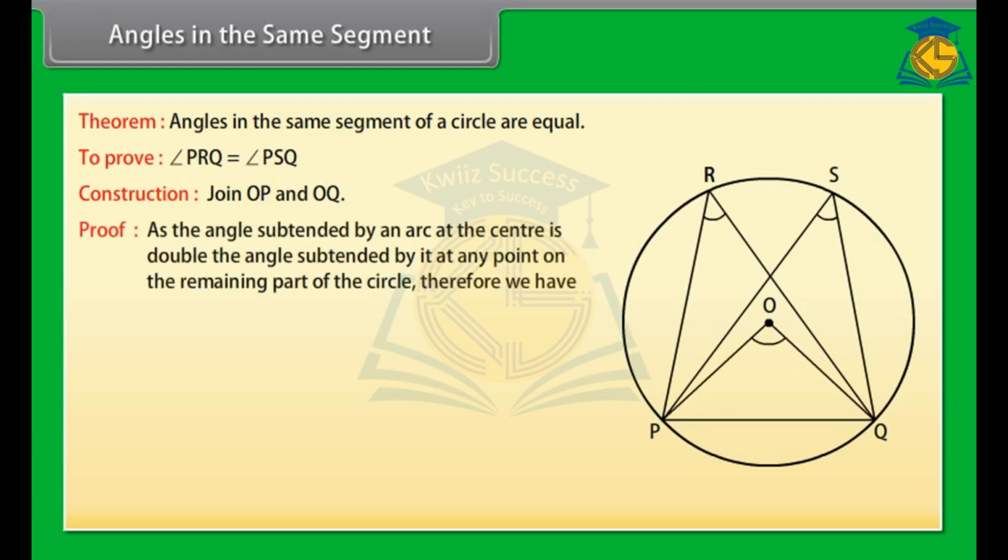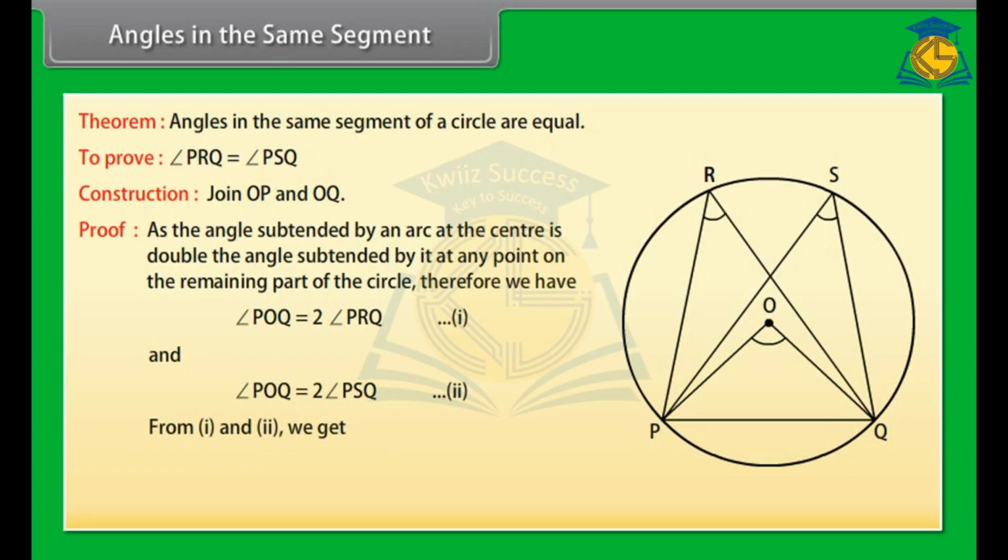Proof: As the angle subtended by an arc at the center is double the angle subtended by it at any point on the remaining part of the circle, therefore we have angle POQ is equal to 2 angle PRQ. Mark it as 1. And angle POQ is equal to 2 angle PSQ. Mark it as 2. From first and second we get 2 angle PRQ is equal to 2 angle PSQ. Therefore, angle PRQ is equal to angle PSQ.